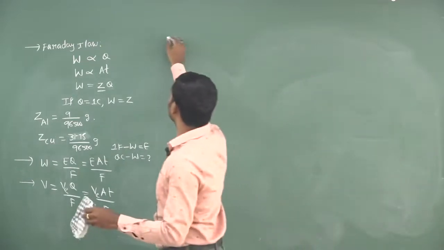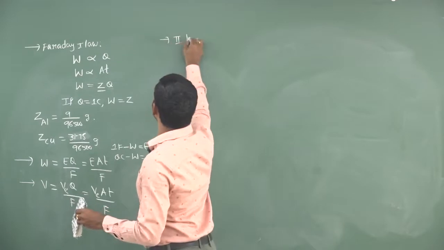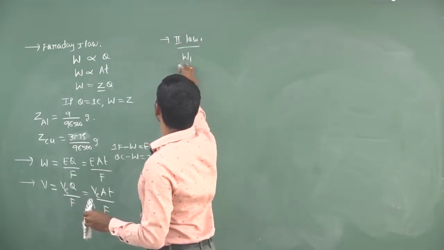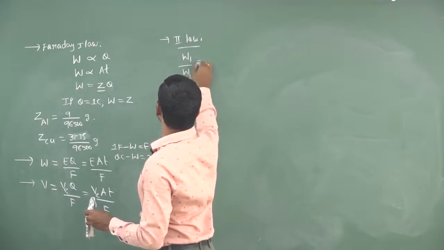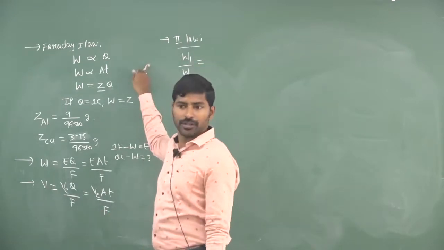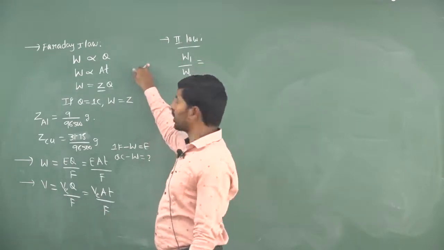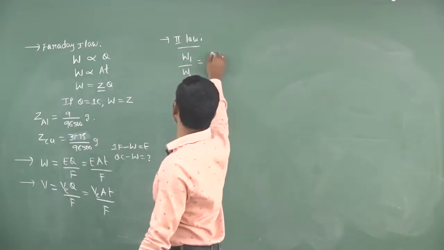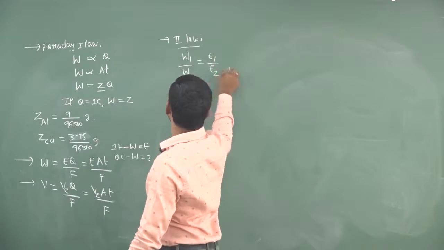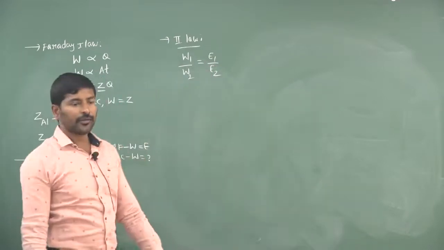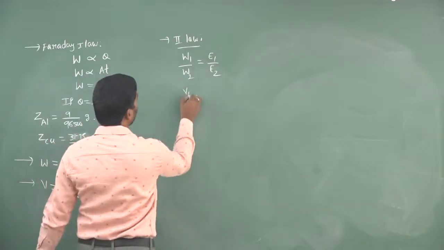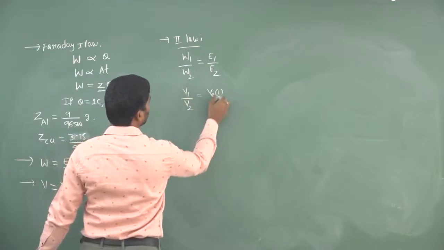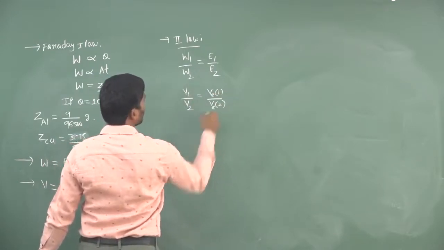According to Faraday's second law, what is Faraday's second law? If you pass the same quantity of electric current through different electrolytic solutions, the ratio of weights of substance deposited is nothing but the ratio of their equivalent weights. The ratio of volumes of gases evolved is in the ratio of their equivalent volumes.